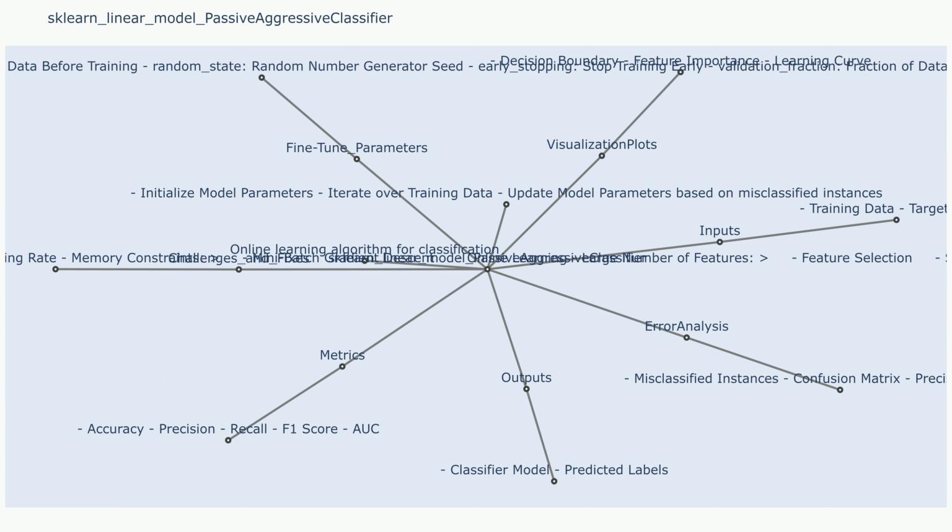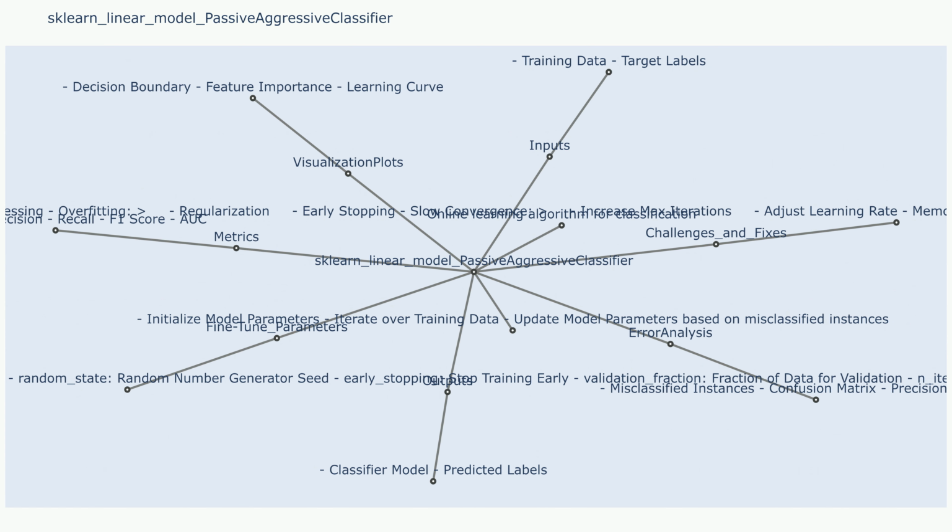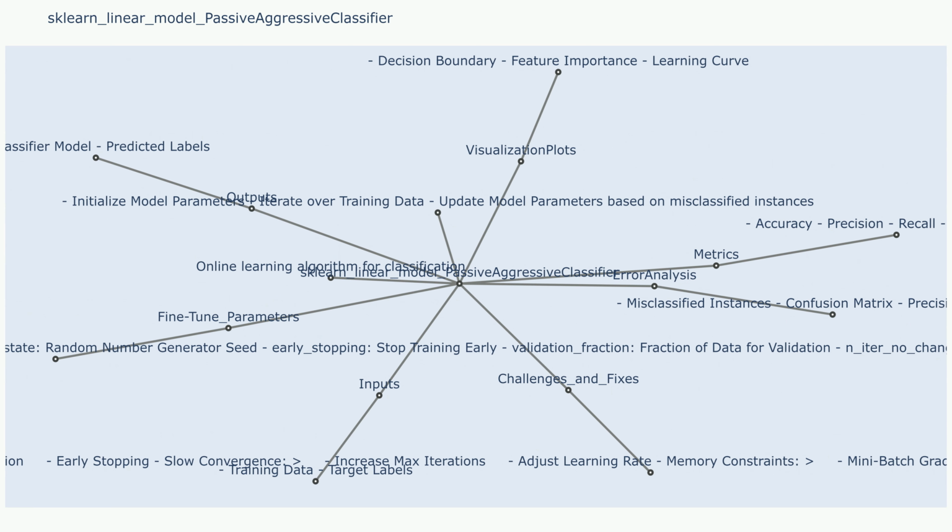Metrics. Accuracy. The proportion of correctly classified instances. Precision. The proportion of correctly predicted positive instances out of all instances predicted as positive. Recall. The proportion of correctly predicted positive instances out of all actual positive instances. F1 score. The harmonic mean of precision and recall, providing a balanced measure of performance.